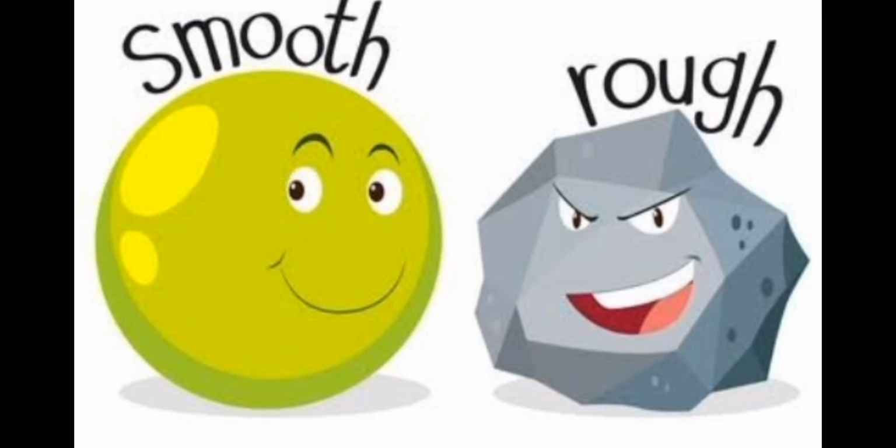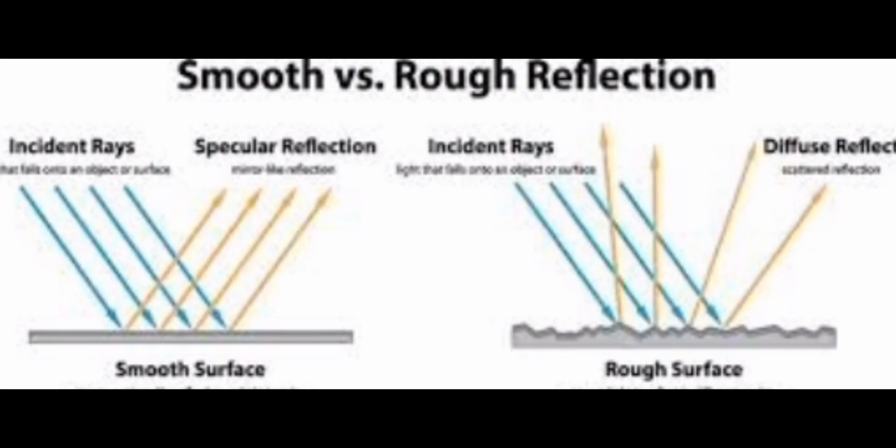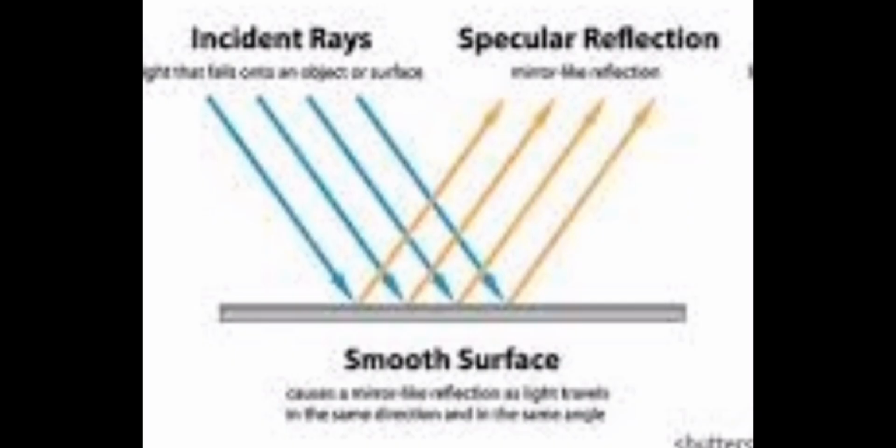Now let's classify the surfaces. We can classify the surfaces into two groups: smooth surface and rough surface. Let's talk about smooth surface. In a smooth surface like a mirror, the light rays will reflect in one direction with the same angle. So one more time, in a smooth surface like a mirror, the light will reflect in one direction and at the same angle.